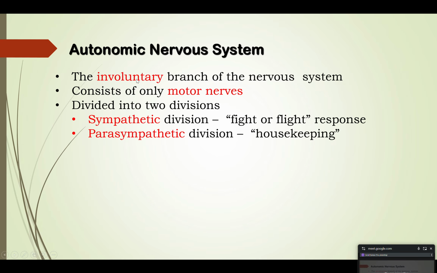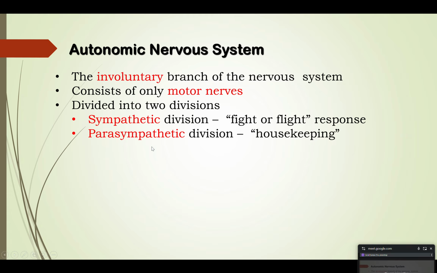The autonomic is the involuntary branch of the peripheral nervous system, and it consists of only motor nerves divided into two divisions, sympathetic and parasympathetic. You must know that these are the divisions of the autonomic nervous system. So the sympathetic division is the area responsible for the fight or flight response.